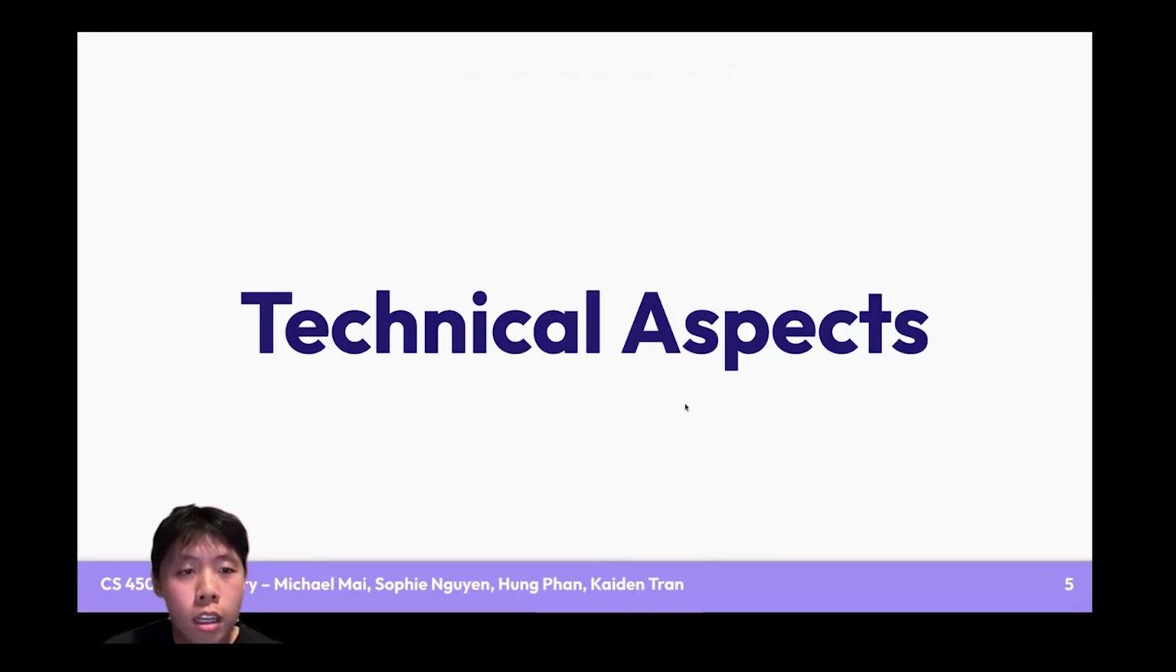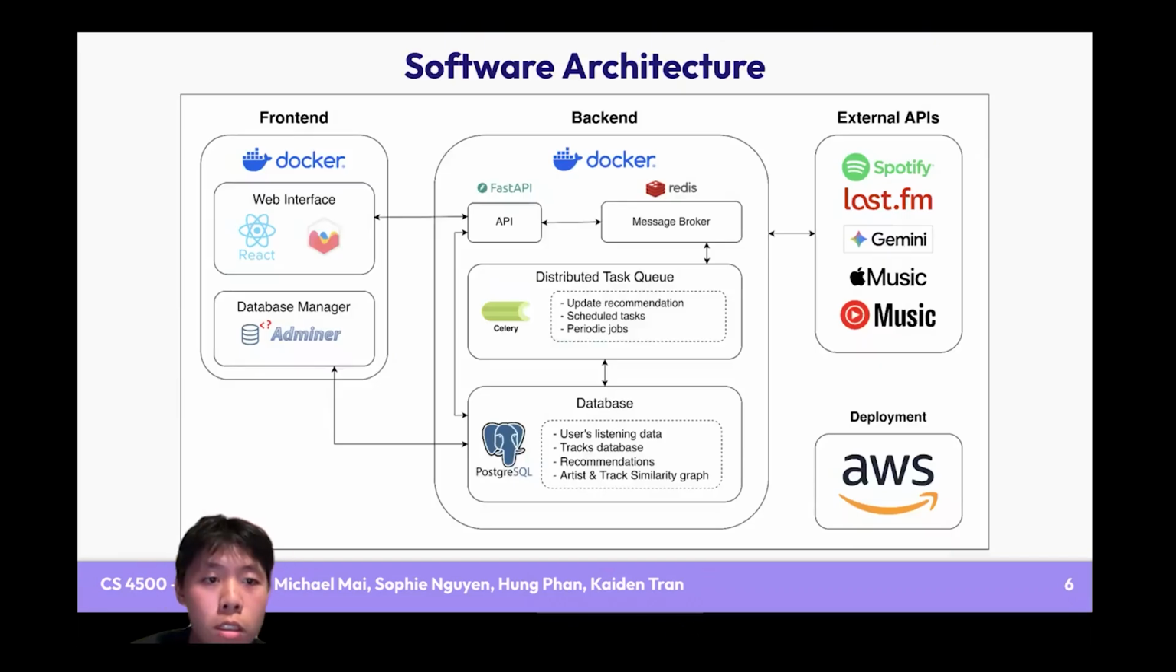All right, thank you, Kaden. So now we will talk a little bit about the technical aspects of Groovy. From a technical perspective, Groovy is built on a modern containerized full stack architecture deployed on AWS. On the front end, we use React with TypeScript, all containerized within Docker. And this communicates with a FastAPI backend, which serves as the core API layer.